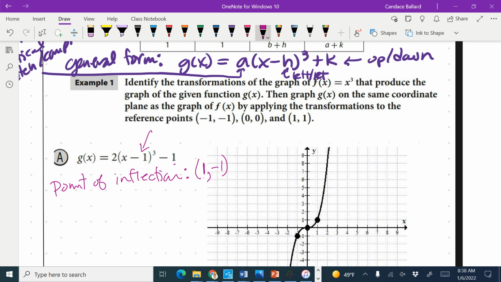All right. If I am going 1, do I move to the left or to the right? The right. So I'm going to translate right 1. Okay. And then how is the y going to move? Am I going to go up or down? Down 1. And down 1.